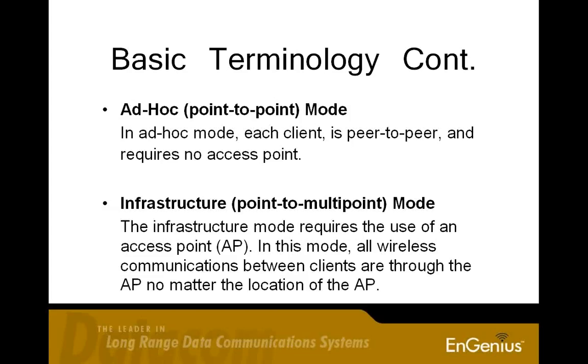Infrastructure, or point-to-multipoint mode. The infrastructure mode requires the use of an access point. In this mode, all wireless communication between clients is through the AP, or access point, no matter the location of the AP. Infrastructure is the more common type of wireless network that people are familiar with.